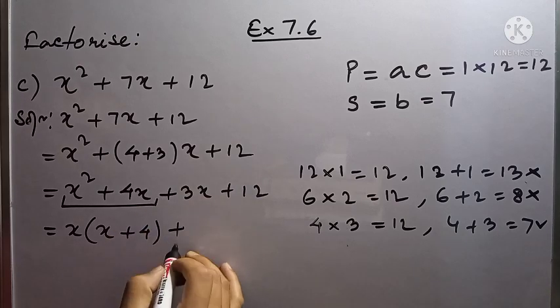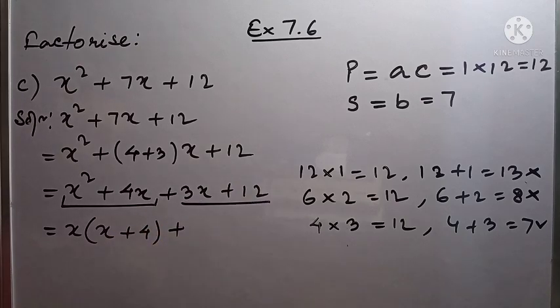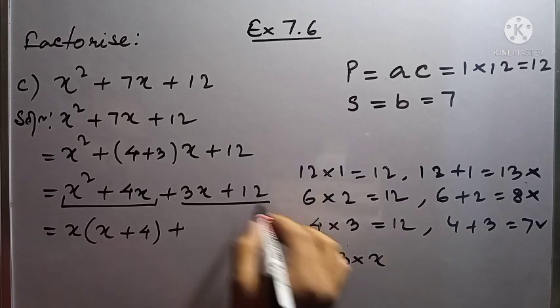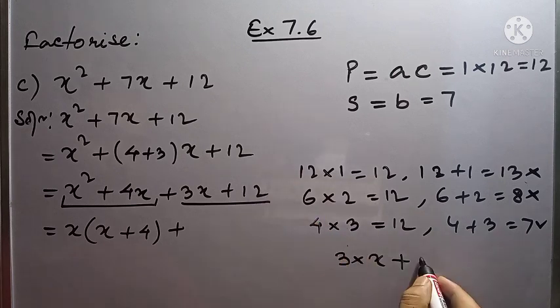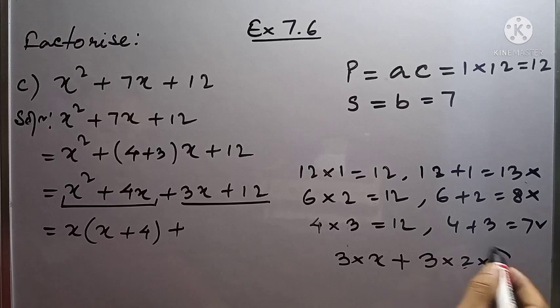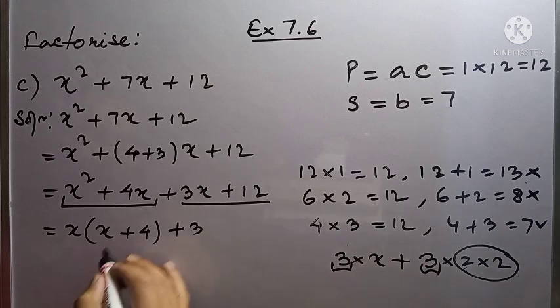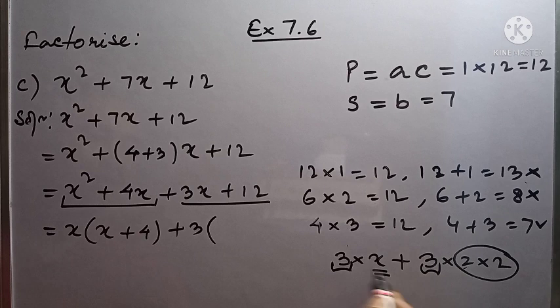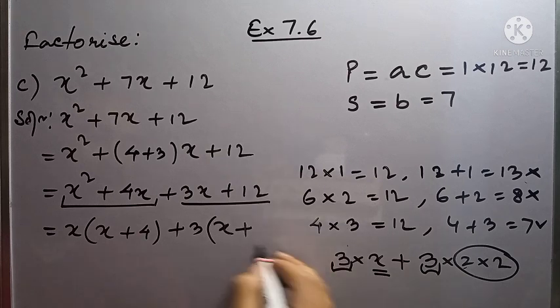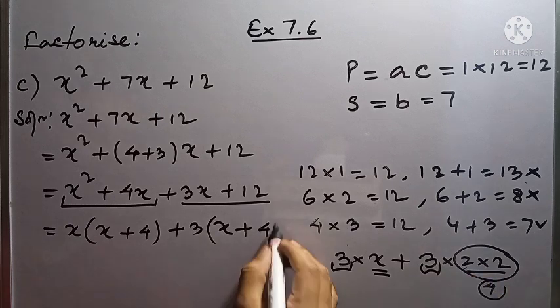Here plus. From these two, what can you take common? You can take 3 common. How? I'll show you here. Thrice x means 3 into x. Here plus. What about 12? 12 means you can write directly 3 into 2 into 2. 2 into 2 means that's nothing but 4. 3 into 4 you'll get 12. So now you can take 3 common. So I'll write here 3 now, and then here remaining is x plus 2 into 2 means what you'll get? You'll get here 4. So I will write here 4.